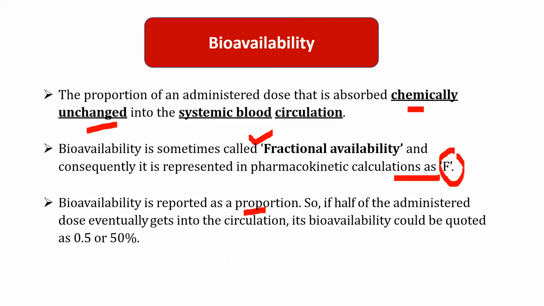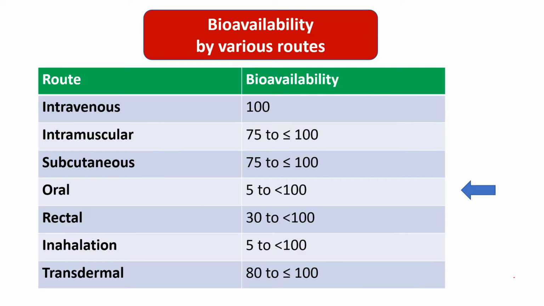So if half of the administered dose eventually gets into the circulation, the bioavailability could be quoted as 0.5 or 50%. So we can see here the different bioavailability of drugs by various routes. You can see here the highest one is the intravenous, because we give the drug directly into the blood. However, the bioavailability of the oral and rectal routes of administration ranges from 5 to 100%. So it's not the case that all drugs with oral formulations will have a low bioavailability. Some drugs retain a bioavailability close to 100%.